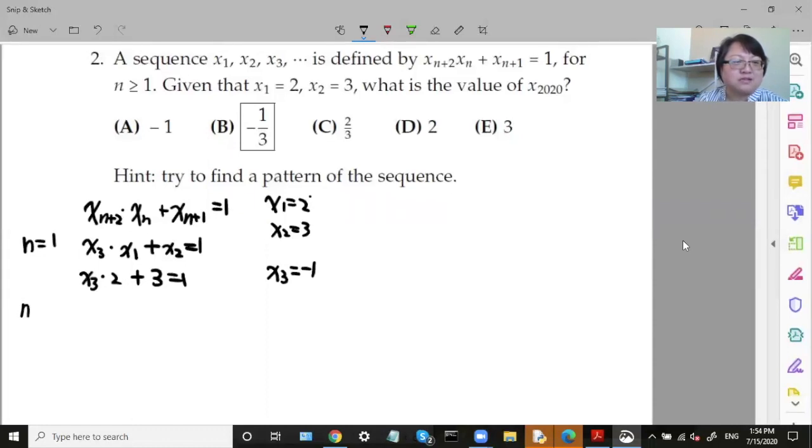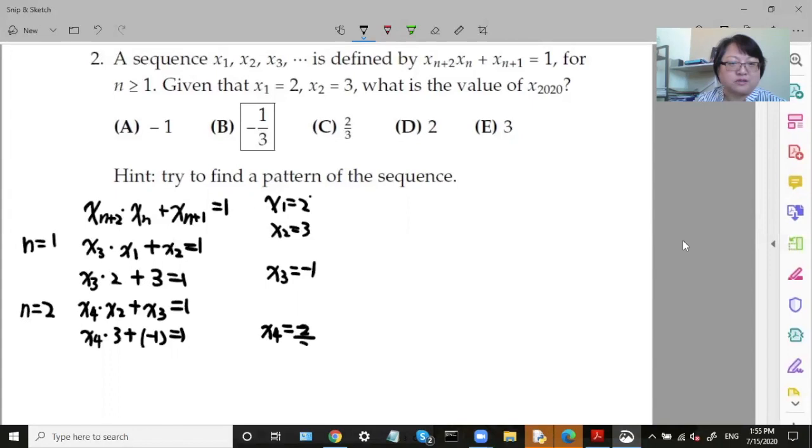Okay, so let's set n equals 2. Then we have x4 times (x2 plus x3) equals 1. We know x2 already, which is 3, and x3 we just solved. So we solve for that, and x4 is 2 over 3. In the same way, we can get x5 times (x3 plus x4) equals 1. So we plug in each number, and x5 equals 1 over 3.